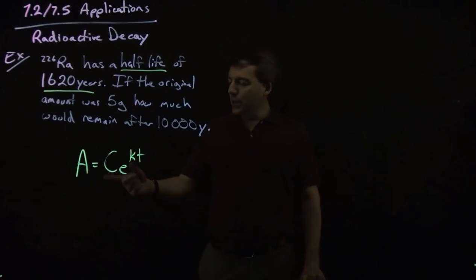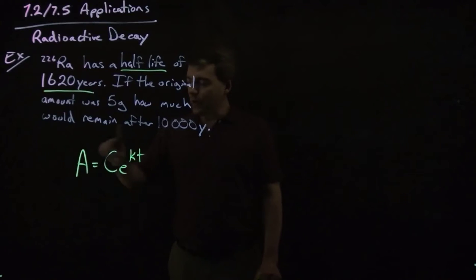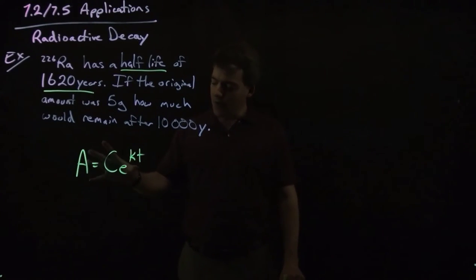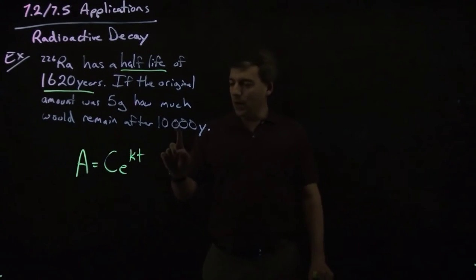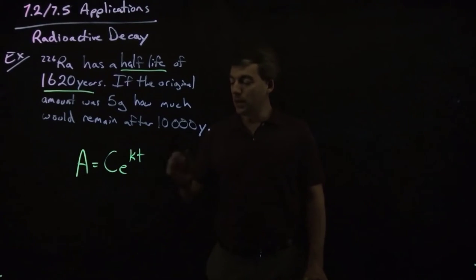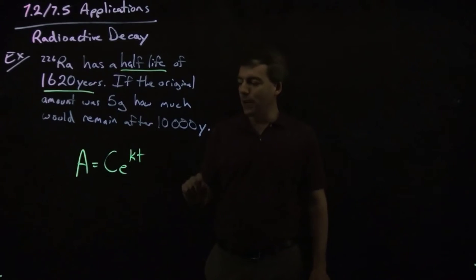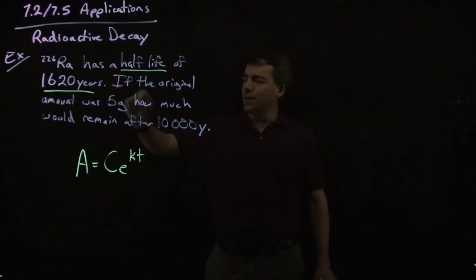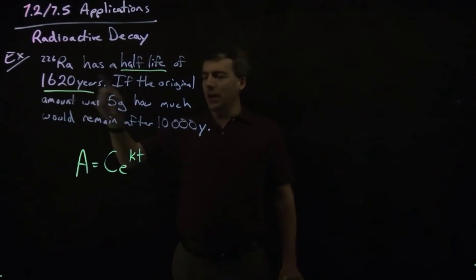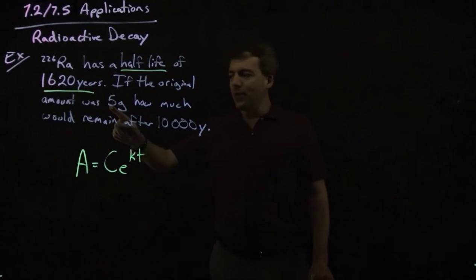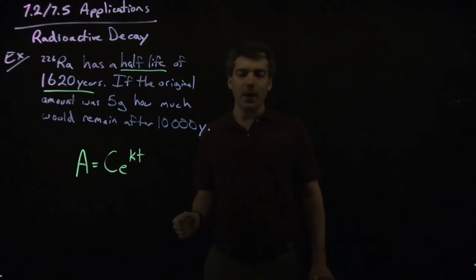Okay, so let's go ahead and first off build this equation. Then, once we have this ready to go, we will evaluate it at 10,000 and then look at the amount. So the first step is to build this equation. So we need the k. We have the C, it's 5 grams. And we know, since the half-life of this radium is 1,620 years, if we wait 1,620 years, this 5 grams will decay to 2.5 grams.